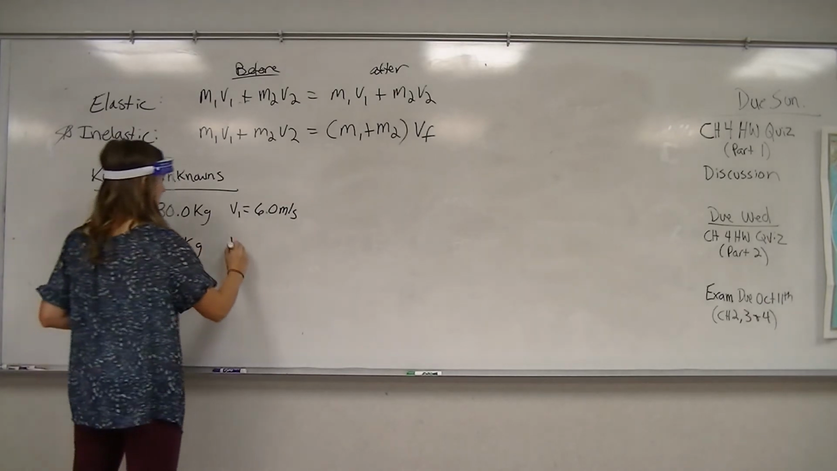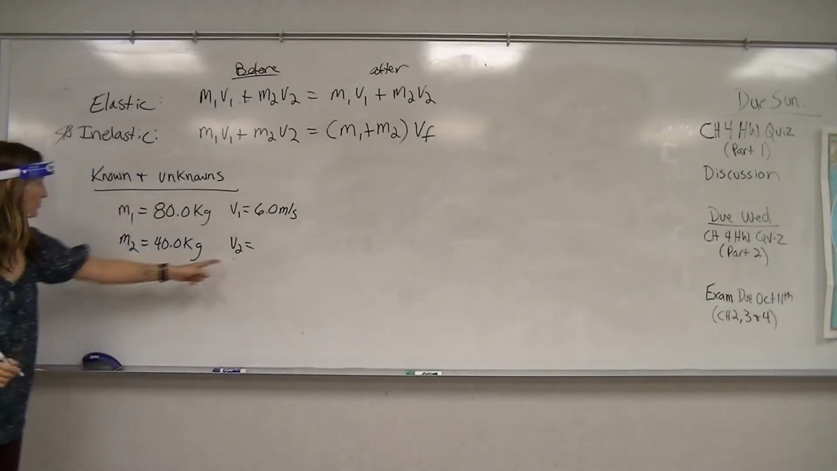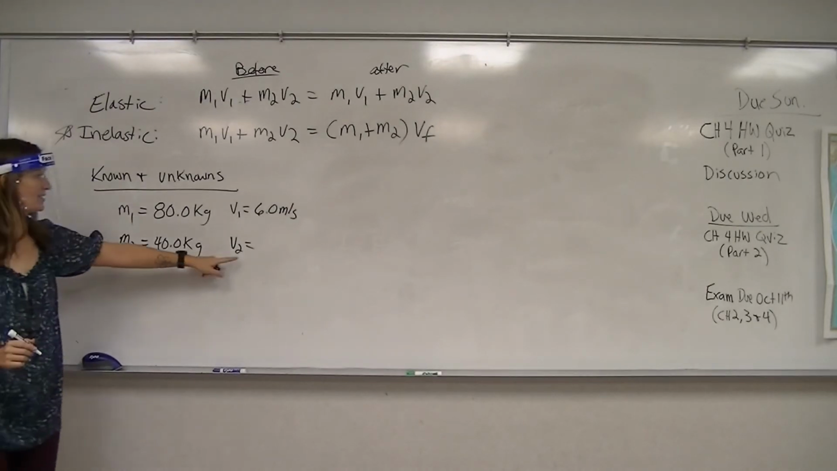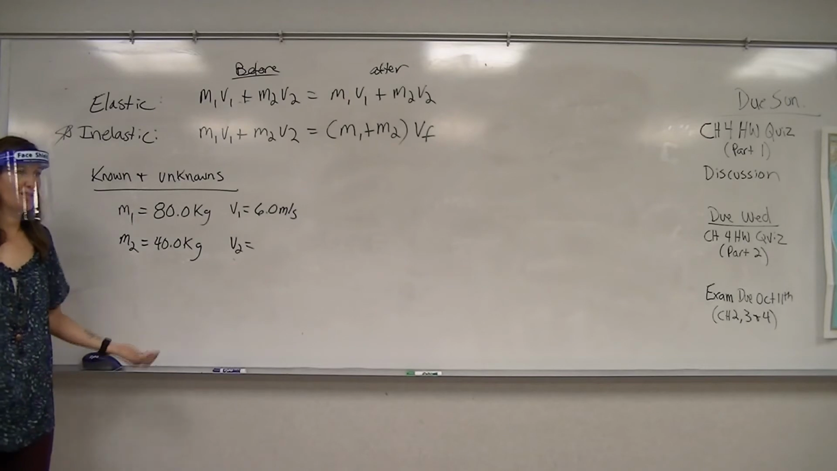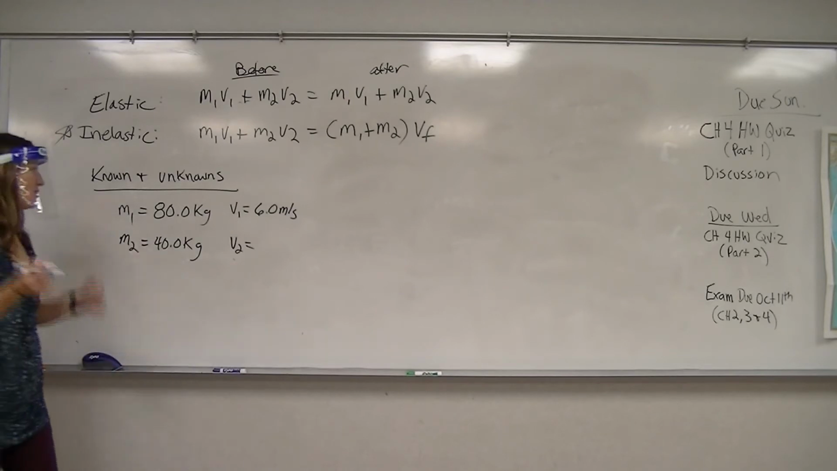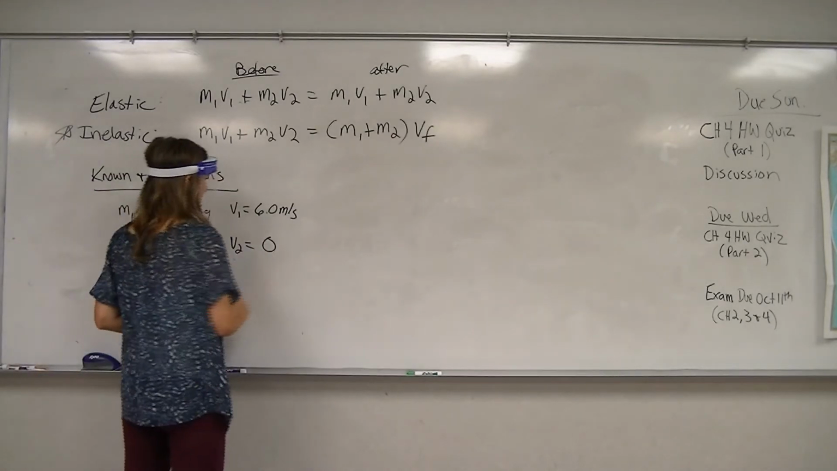I'm also going to need a v2. Now the v2, that belongs to the grandson. So what is the grandson's initial velocity? 0. He's not moving. He's standing there. Maybe he's scared. Maybe he doesn't know how to roller skate. So he's 0.